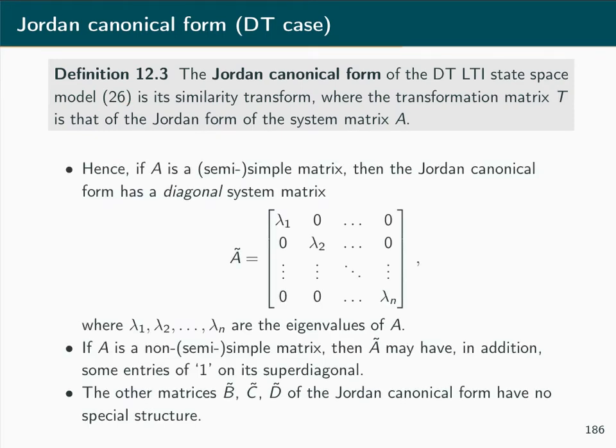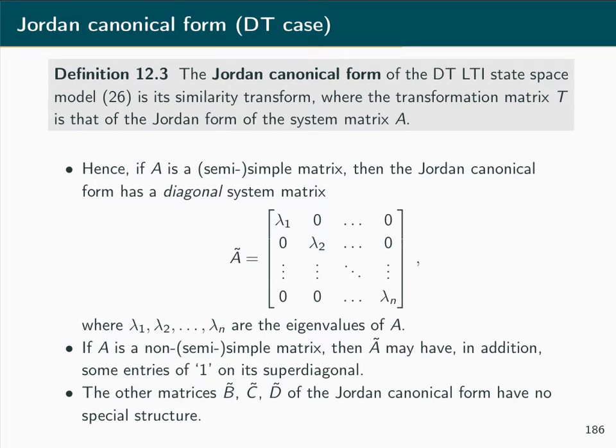So what are the consequences of selecting this particular transformation matrix T? By looking at the formula for the transformed system matrix A tilde, we see that it takes on the Jordan form of the original system matrix A, which means that if A is a simple or at least semi-simple matrix, then A tilde will have this diagonal form with the eigenvalues of A on its diagonal. If A is not simple, or at least semi-simple, then A tilde may have, in addition, some entries of 1 on its superdiagonal.